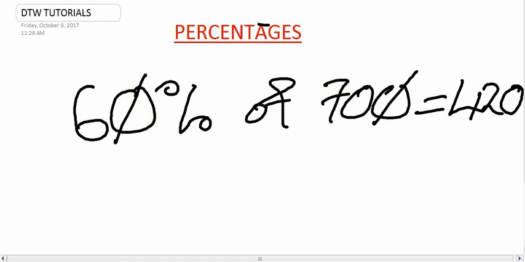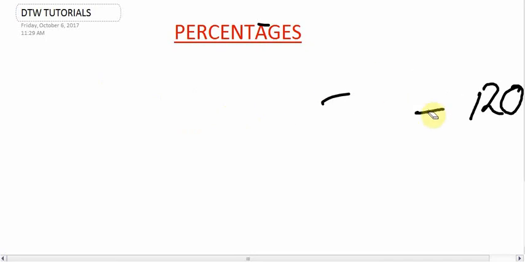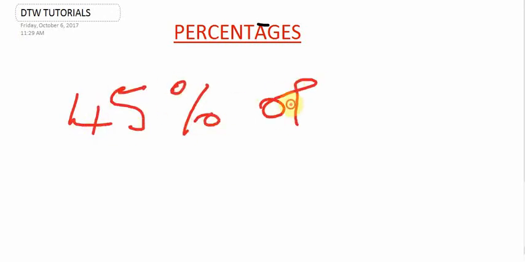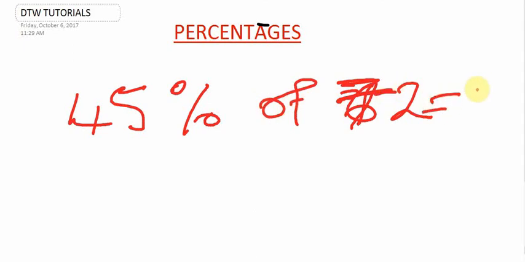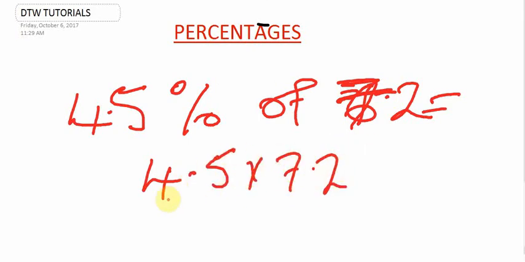I know you might think that this is quite easy. What if we have something like, let me clean this up quickly, 45% of 72? Let's say we have a bigger number, 72. So how are we going to treat this? If we divide by 10, this will be 4.5 and 7.2, where we are left with 4.5 times 7.2. It's not fast to do that particular multiplication. So I'm going to do a video.